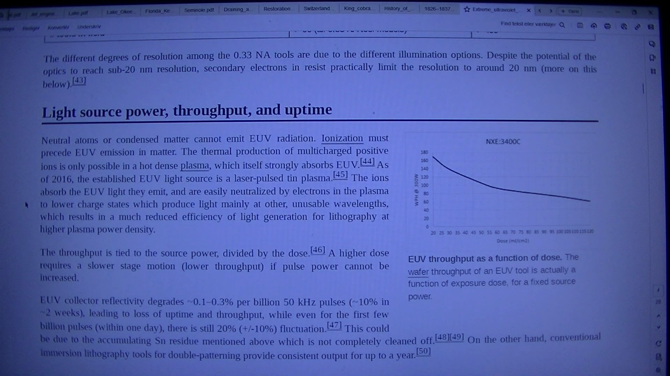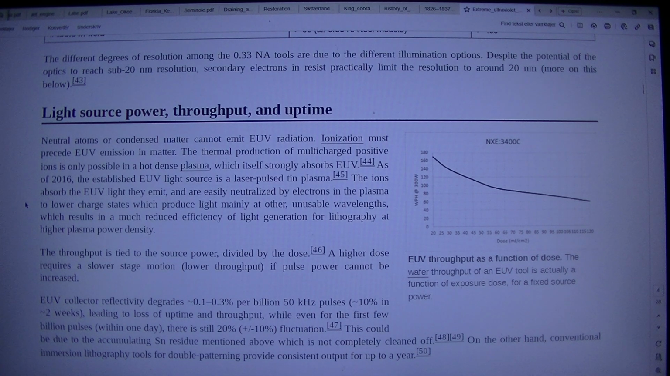And are easily neutralized by electrons in the plasma to lower charge states, which produce light mainly at other, unusable wavelengths, which results in a much reduced efficiency of light generation for lithography at higher plasma power density. The throughput is tied to the source power divided by the dose. A higher dose requires a slower stage motion, lower throughput.